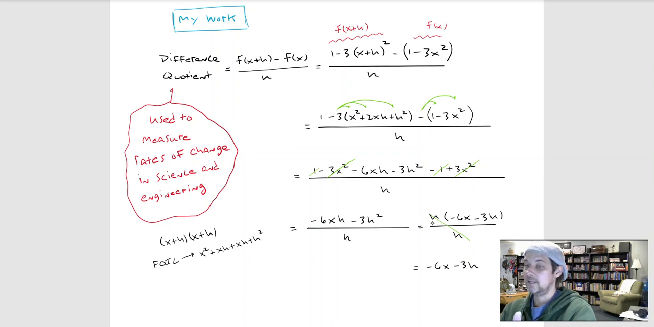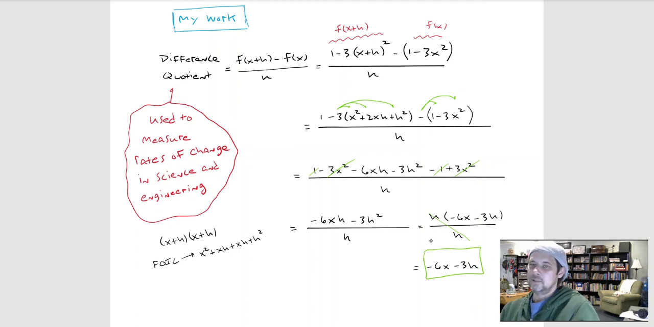But here I'm looking at h divided by h, which cancels. A number divided by itself is going to be 1, and so you've got a 1 right there, which does not affect what we get. All right. So that leaves us then with negative 6x minus 3h. And then I'm done at that point.